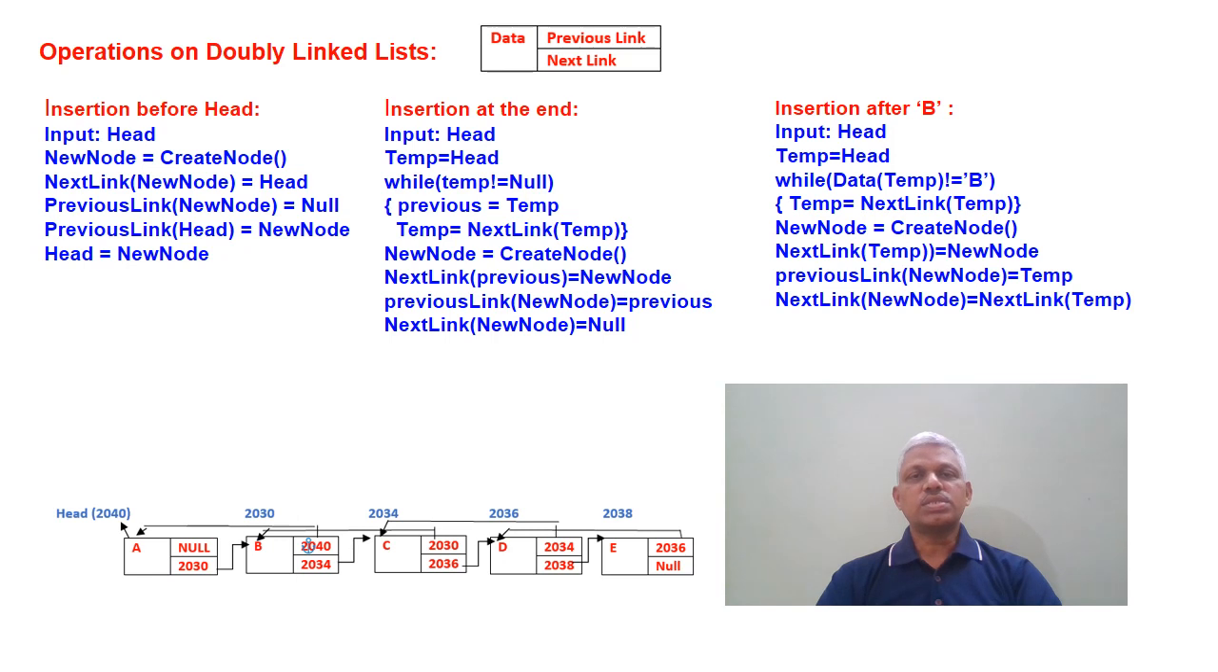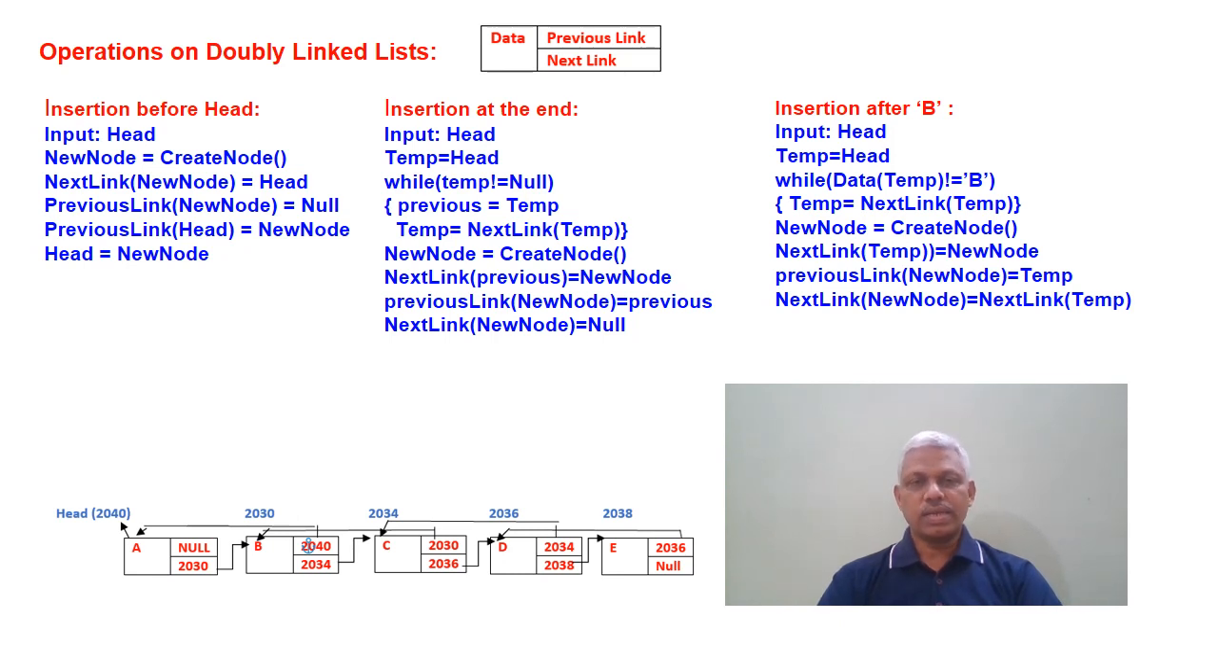Now when it comes to the insertion at the end, again given the linked list, the head is given as an input. We need to traverse through the double linked list until we reach the last node. So for the traversal, temp is taken as head, and while temp not equal to null, keep on tracing, maintain previous equal to temp and temp equal to next link of temp, so that this will enable us to pass through all the nodes until we reach the last node.